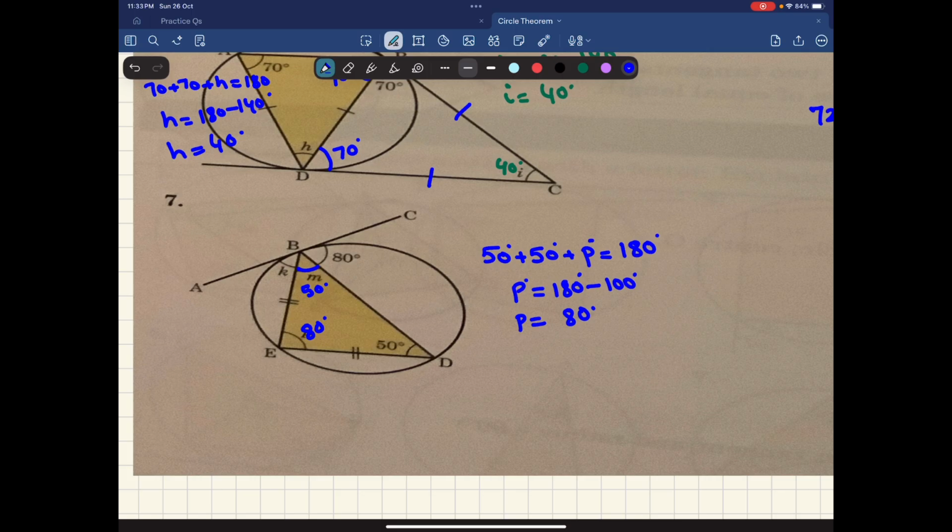And finally, we know that angles on a straight line add up to 180, right? So since this is 80, this is 50, 80 plus 50 plus K should also sum up to 180. So 80 plus 50 degrees plus K should be equal to 180 degrees. So K is equal to 180 degrees minus 130 degrees. So K is equal to 50 degrees.